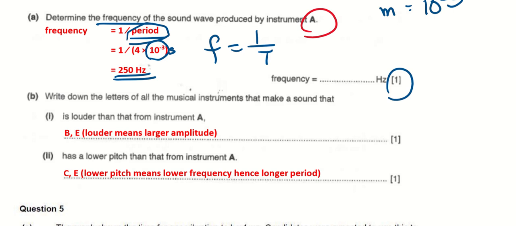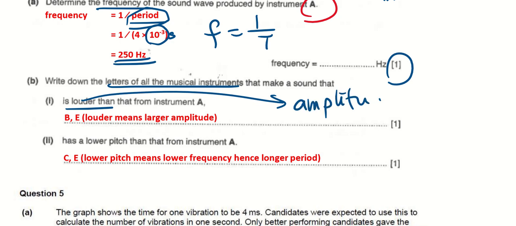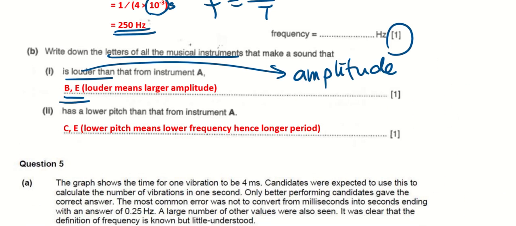Now write down the letters of all the musical instruments that make a sound that is louder. So loudness is determined from amplitude, right? And from the amplitude, if I have larger pressure, I should have larger amplitude, right? So the answer is B and E. Let's take a look. It must be louder than A.